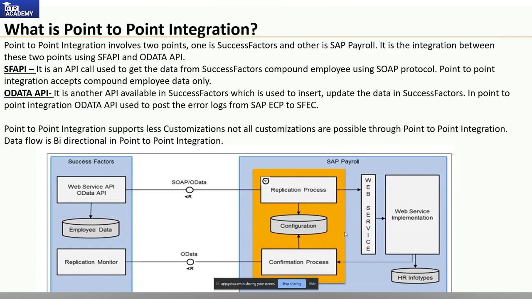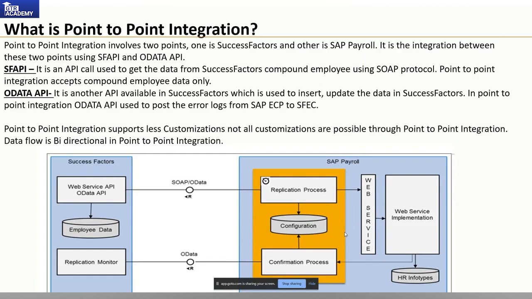Okay. So we are going to... Venkat, I have a question. Okay, sorry. Continue, guys. Okay. Venkat, you said there are two types of APIs, SF API and OData API.